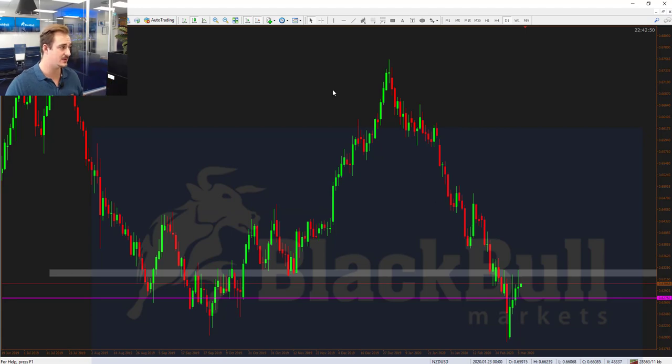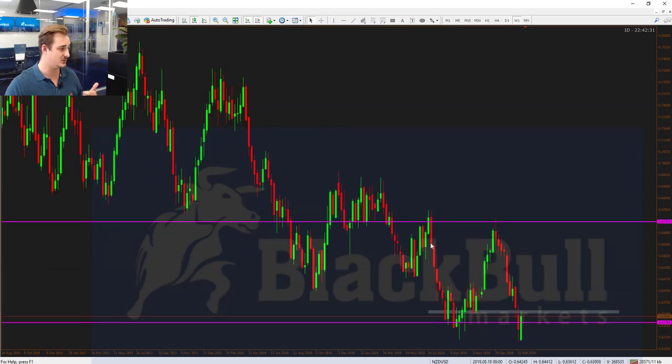However, to the upside, what we see here is a nice clean move as well. So if the NFP is good and the Kiwi decides to strengthen itself as well, we could see continuation, sort of a reversal in this trend, pushing back up to this top we had over here.